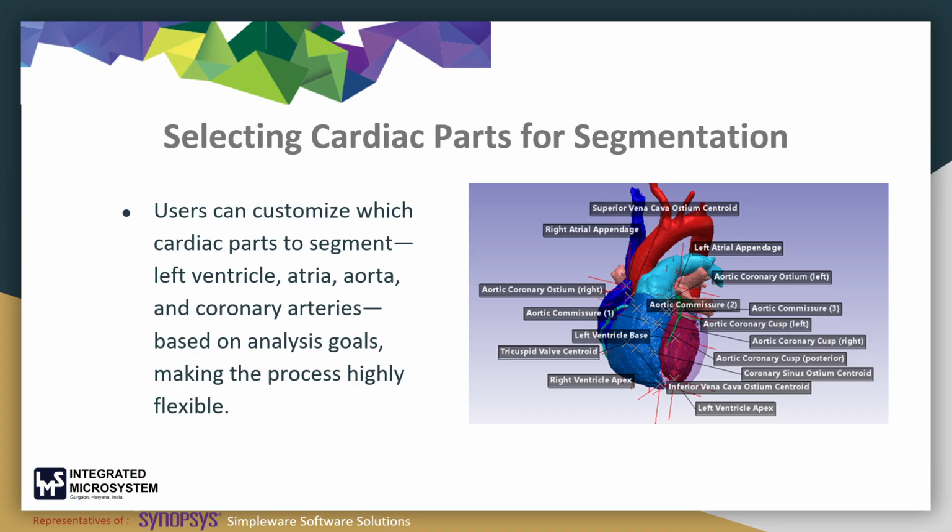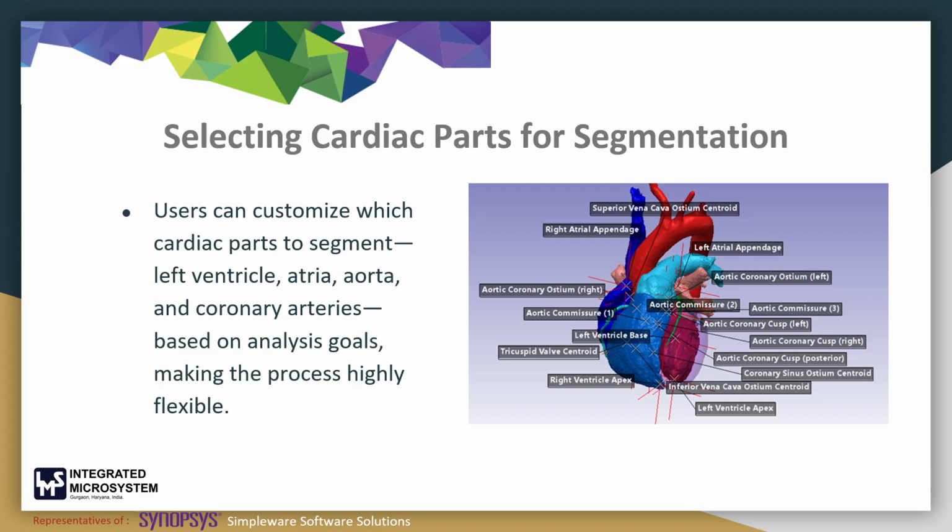Not every project requires full heart segmentation. For example, a study on valve placement may only need detailed models of the aortic root and leaflets, while computational fluid dynamic simulations may focus on the left ventricle and outflow tract. Simpleware allows users to tailor their segmentation to only the relevant structures, saving time, reducing data size, and improving computational efficiency.